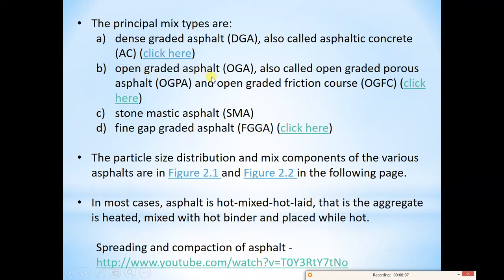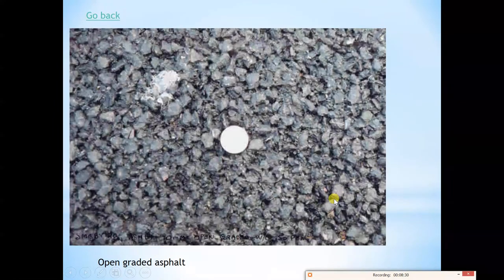Secondly, is the open graded asphalt, OGA, also called the open graded porous asphalt, or OGPA. So it could be called OGA or OGPA, or it could be called open graded friction course, OGFC. Okay, so this is the open graded asphalt. What you can probably see is that there is quite a lot of coarse aggregate, and then it's quite porous. There are so many openings. The surface is not very smooth, but it has quite a lot of texture, and it seems to be permeable. So this is open graded asphalt.